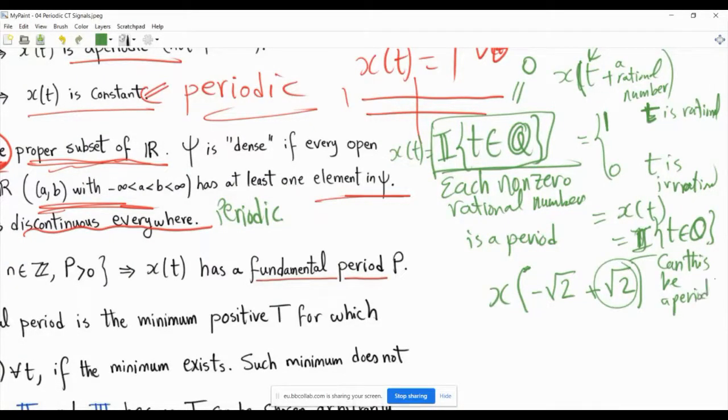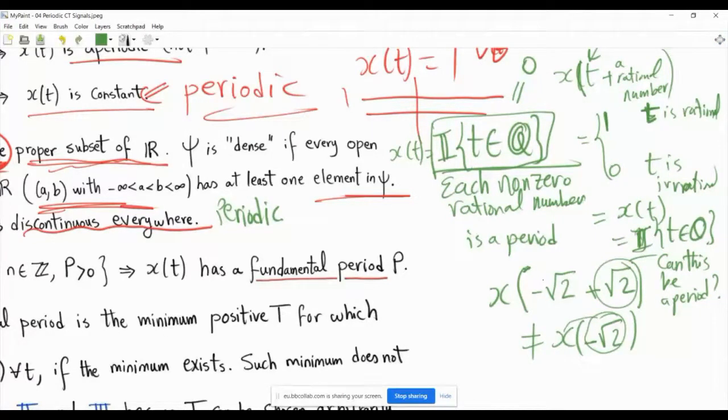No, because x of minus square root 2 plus square root 2 is not equal to x of minus square root of 2. Why is this? Because minus square root of 2 is irrational, so x of minus square root of 2 is equal to 0, but x of minus square root of 2 plus square root of 2 is x of 0, which is 1, because 0 is a rational number.